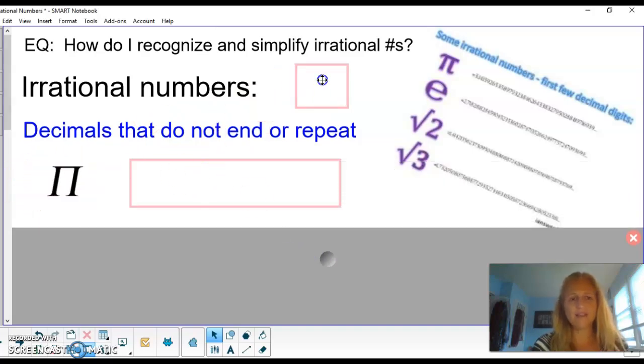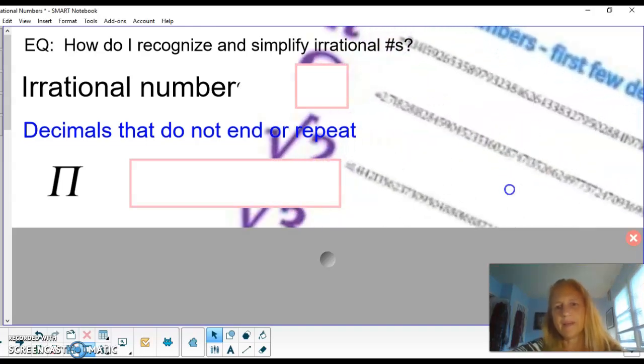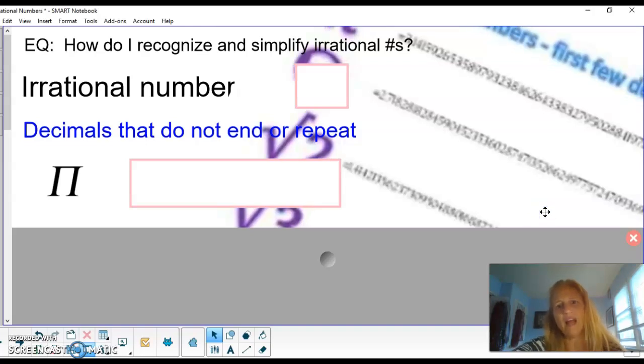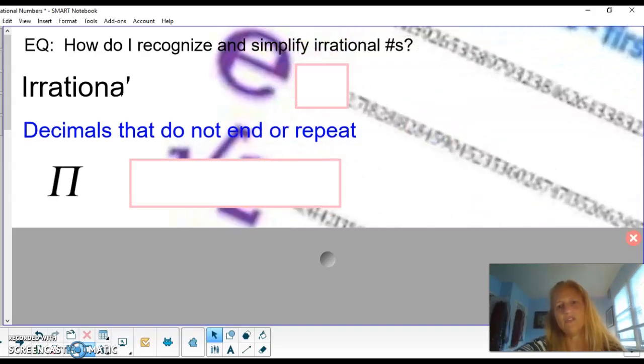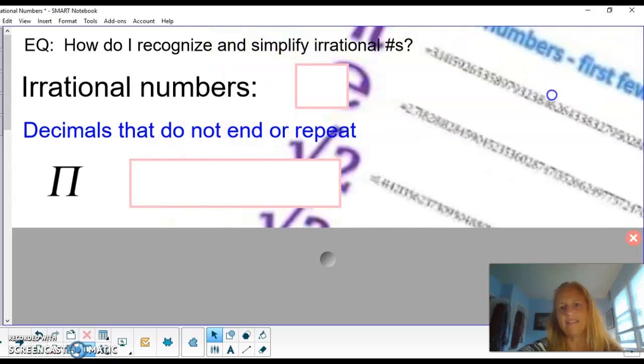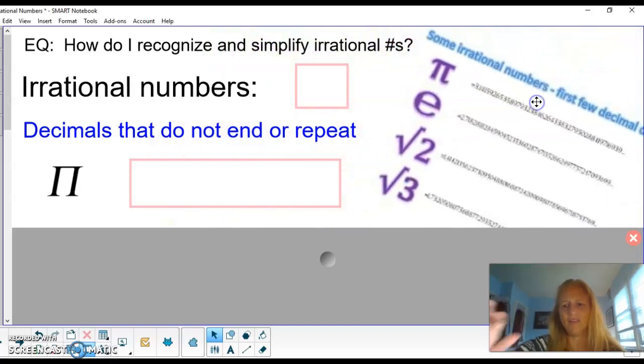It is the pi symbol, pi, 3.14159. I think that's what it is. Let's make this bigger. 3.14159 02653589793 and on and on and on, and it does not stop and it does not repeat. That is the most famous irrational number, and it's not just pi, it's any number containing pi.